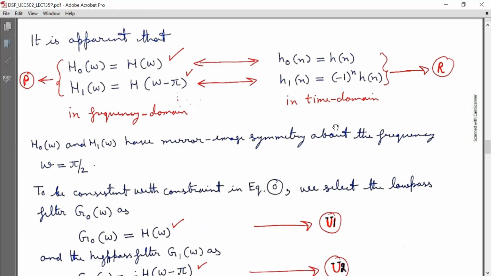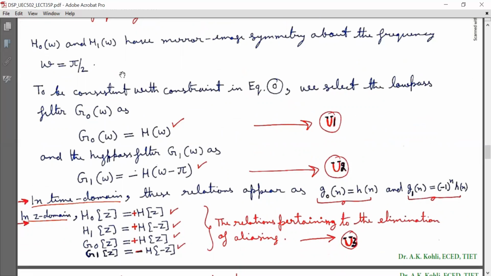Now it is apparent that we consider that we have a prototype low pass filter H(ω) with us, with system function H(ω). So H0(ω) is equal to H(ω), we consider. Then H1(ω) will be equal to H(ω − π) in the frequency domain, that is the DTFT domain. Now taking its inverse DTFT, we will get h0[n] is equal to h[n] and h1[n] is equal to minus 1 raised to power n h[n]. Mark it as equation R. Now H0(ω) and H1(ω) have mirror image symmetry about the frequency ω is equal to π/2.